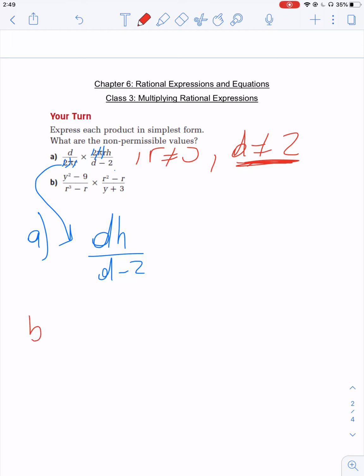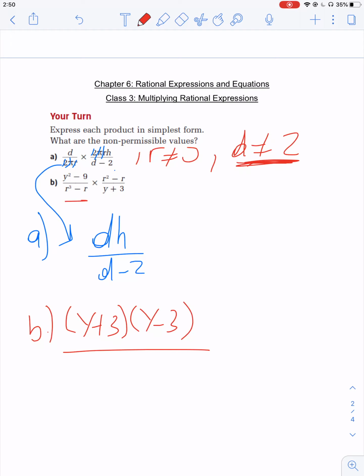Now for the second question, again, I would start by factoring first. So question B, on top, you have a minus sign and then two square numbers, so I'm going to apply difference of squares. Take the square root of the first term plus the square root of the second term, so that's y plus 3, and then rewrite that with a minus sign over.